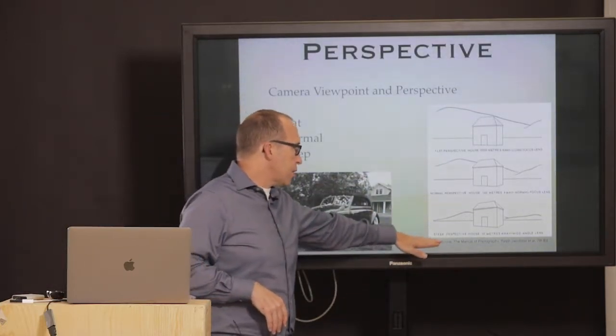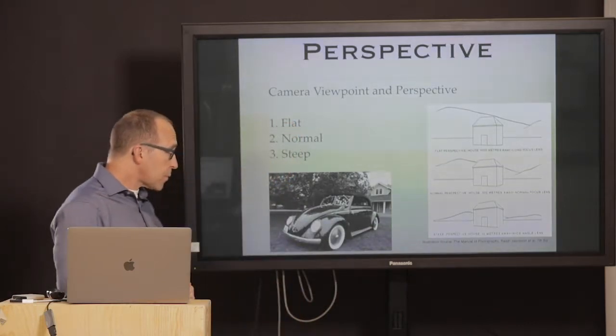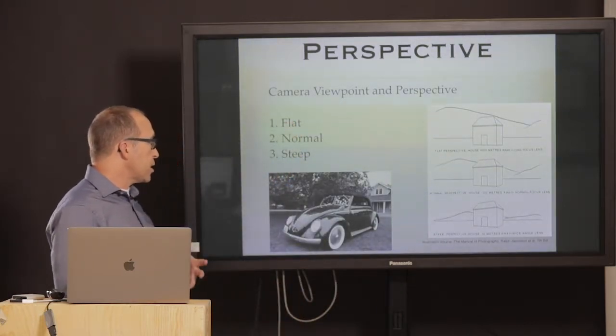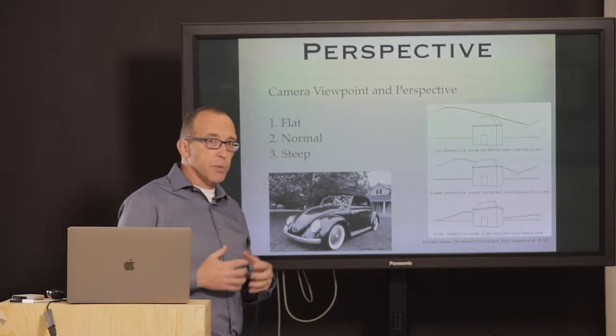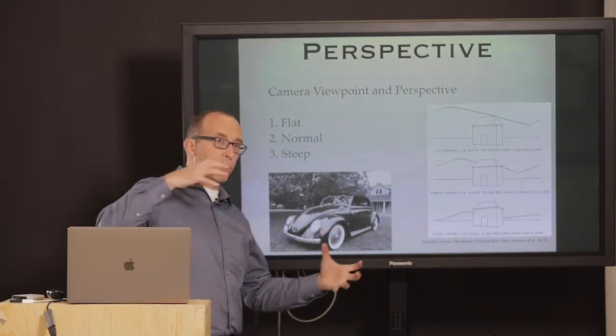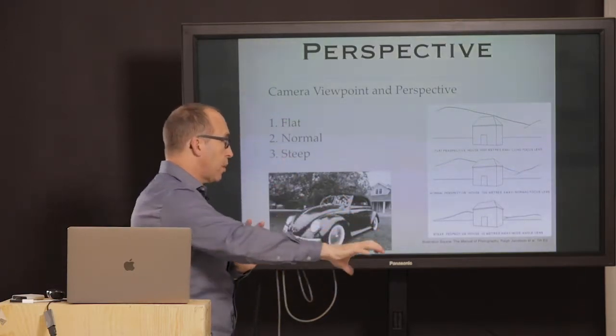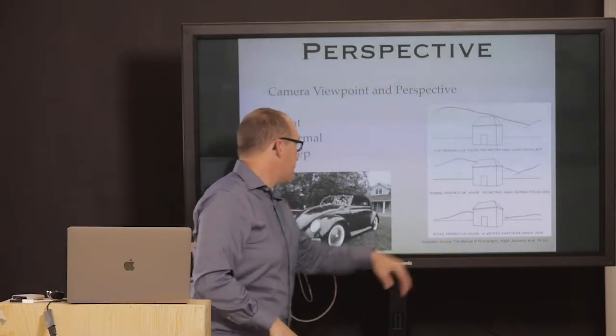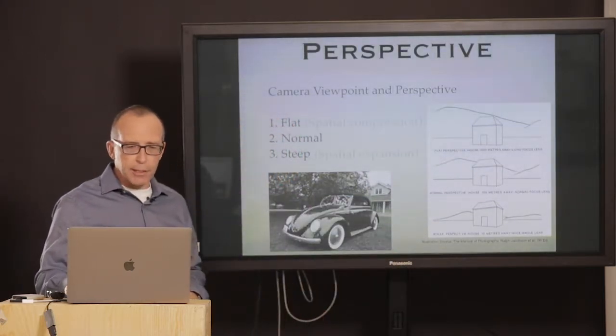And then on the other extreme is what they might call steep perspective, where things in the foreground look really big and things in the background look really small. And then somewhere in the middle is this normal perspective.